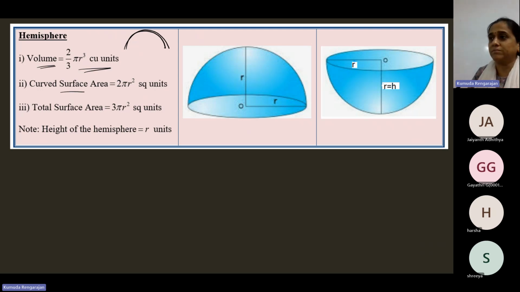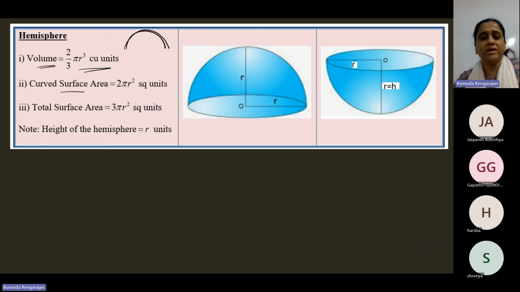So that's a hemisphere. In that hemisphere, where is the cloth used to make the curved surface area? The flat portion below is not covered. Like in a conical birthday cap, the base is not covered because you have to put the cap on your head. If it's covered, then you cannot fit it on your head, right? So in the case of a cap, the bottom portion is left open.